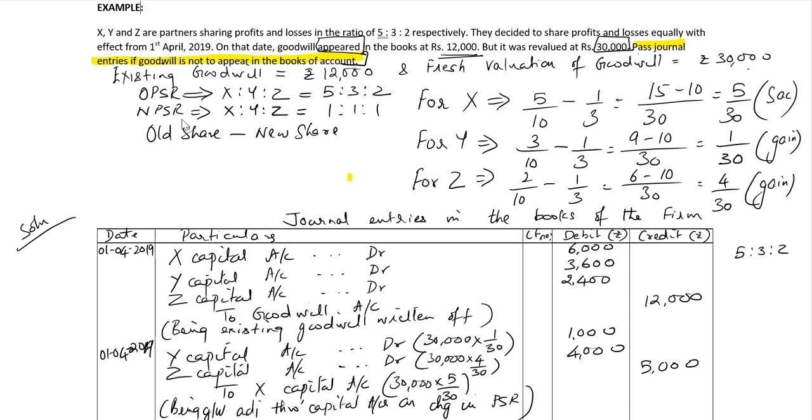In the upcoming video, we will learn how to pass journal entries if the partners decide to carry over the existing goodwill. So that we will see in the upcoming video.